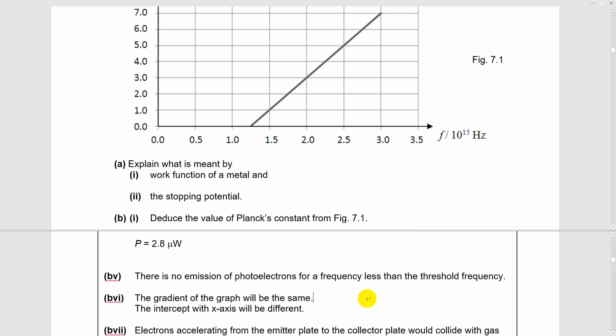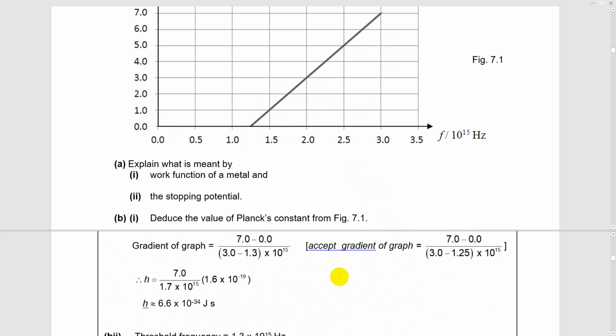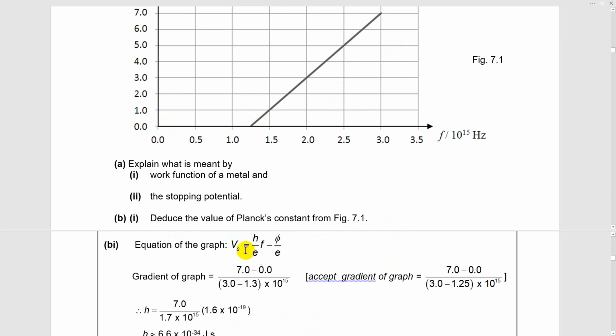Whereas the other feature of the graph, there are two features, mainly either the x-intercept or the y-intercept, or the gradient. So let's talk about the gradient. As we see from the equation of the photoelectric effect, Vs equals h over e times f minus phi over e. The gradient is h over e.